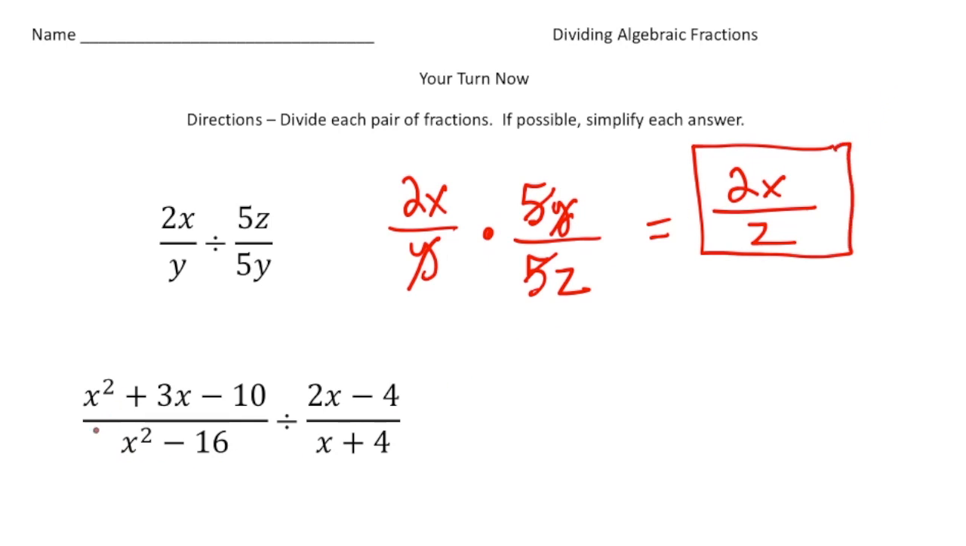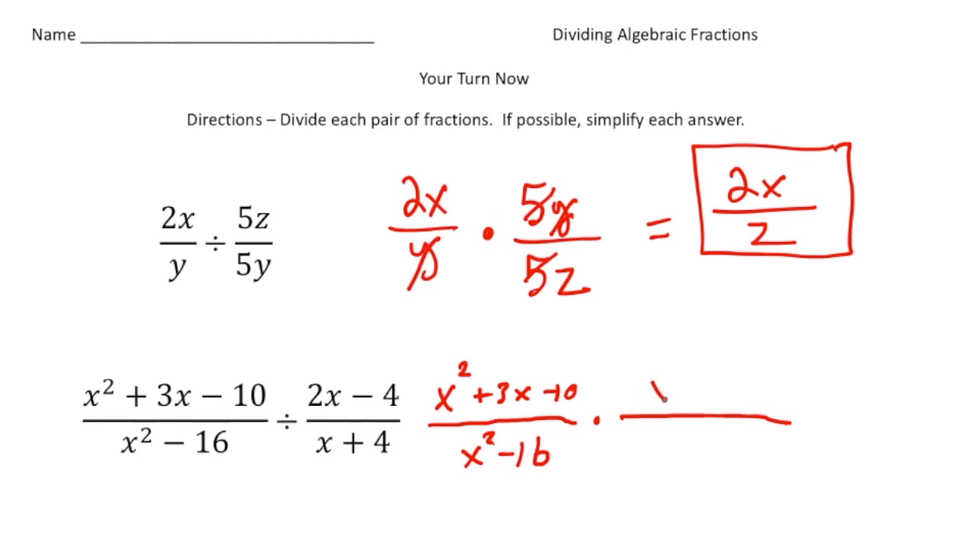Alright, this one's done the same way, except it's a little more complex, right? So this one you're going to need quite a bit of space to solve it. Alright, so let's go with this one. So it's going to be x squared plus 3x minus 10 over x squared minus 16. But again, we're going to multiply by the reciprocal, right? So I'm going to flip it. So it's going to be x plus 4 on the top, and then 2x minus 4 on the bottom.